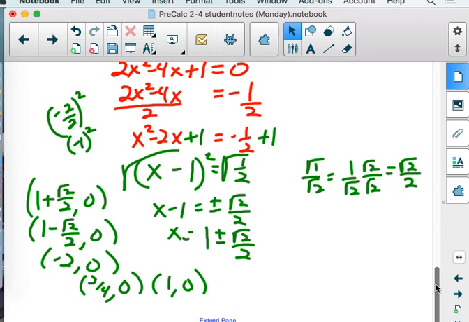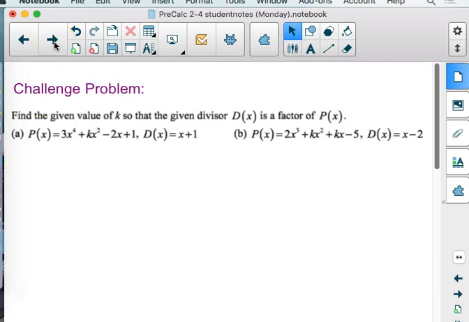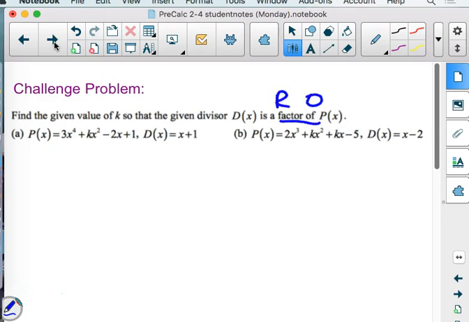There they are. Now we have one left to go, and this is a challenge problem, but it's a good one. It's not necessarily difficult. You just have to know how everything works. So find the given value of k so that the given divisor is a factor of p of x. And the first thing I think of when I see a factor is, hey, my remainder is going to be 0. My remainder has to come out to 0.